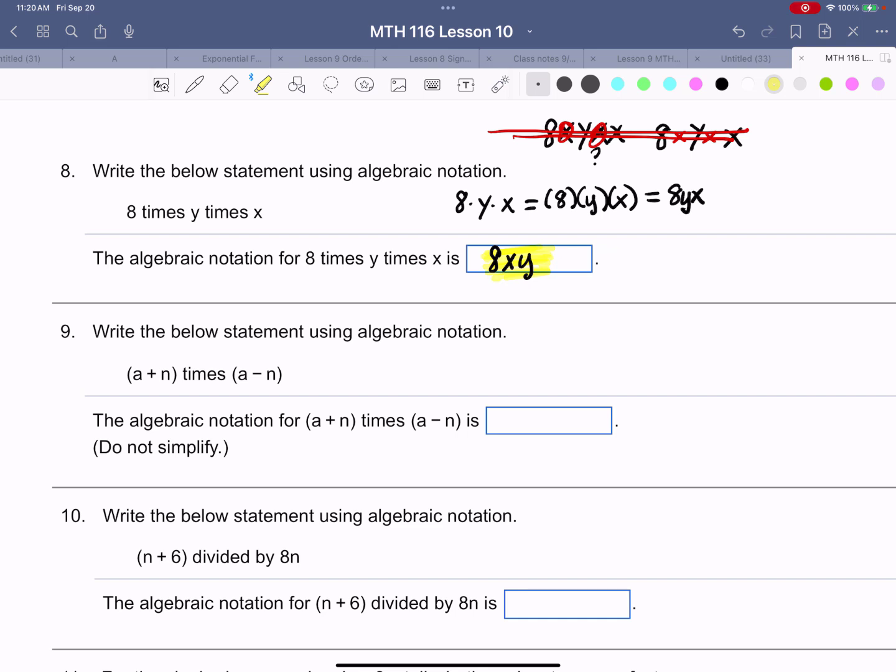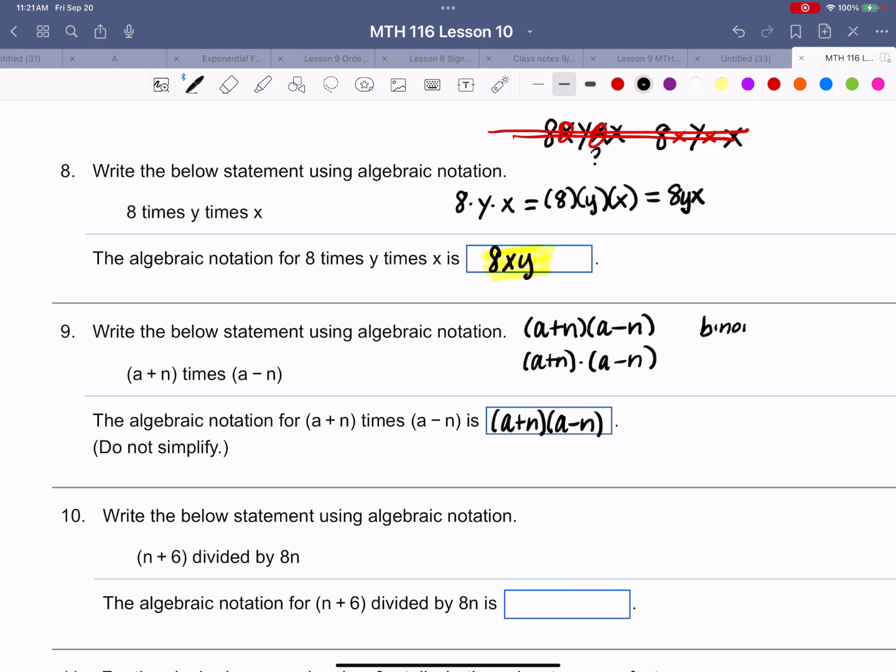Example 9. Write the below statement using algebraic notation. Again, we have a plus n times a minus n. So a plus n parentheses a minus n. That's going to mean to multiply. You could insert a dot in between, but it's not necessary as long as you keep those expressions in parentheses. And those are actually called binomials because they have two terms. Remember, two things that are being added or subtracted. That's what we have there.